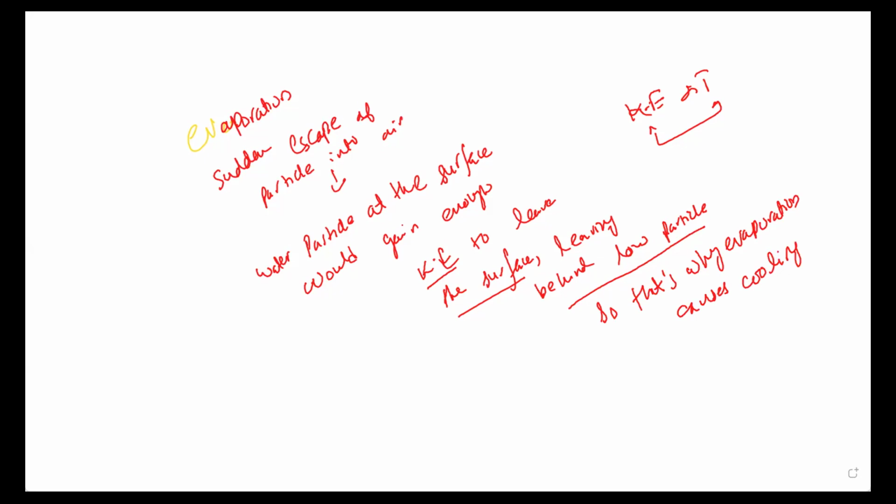So what happens because of evaporation? One feels cold. For example, normally when we take a shower or get out of the swimming pool, we feel cold. Why is that? Because the water particles on our body absorb the heat from our body, gain kinetic energy, and leave our body surface, leaving behind low energy particles which are colder in temperature, so we feel cold. So evaporation causes cooling. The rate of evaporation is dependent on the following factors.